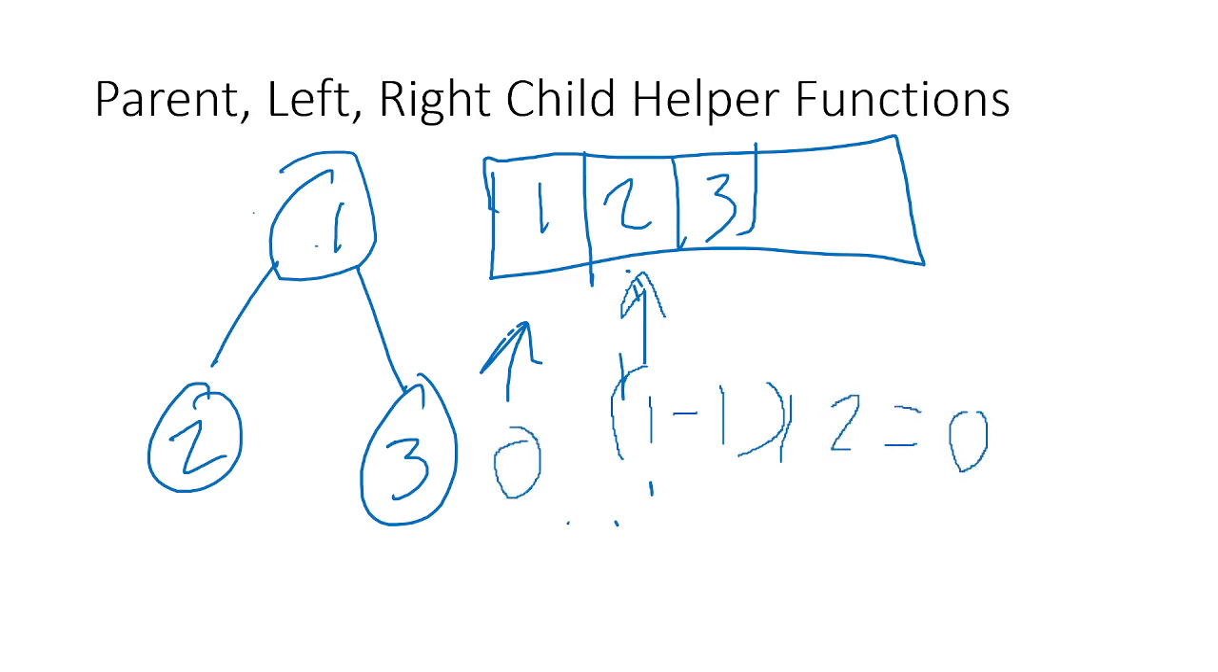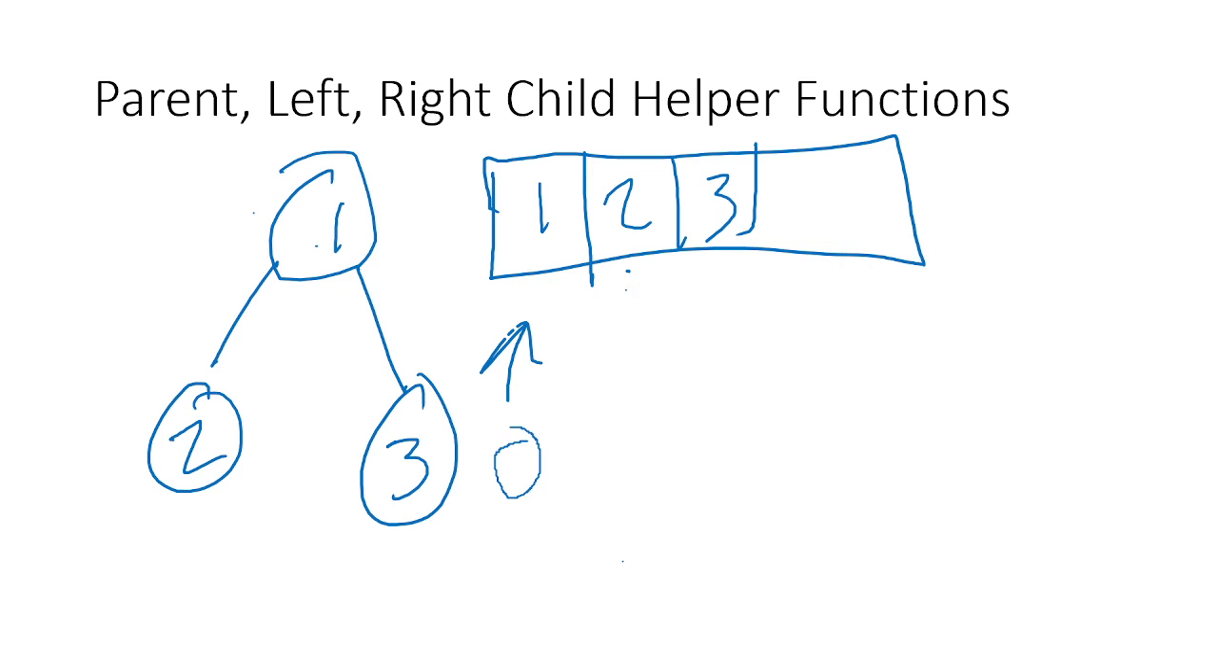Now what I did is I'm in this child location and I want to find my parent. So what would you do? The equation for this helper function, the parent, would be index minus 1 in parentheses, divided by 2. So this would help you for the parent function.